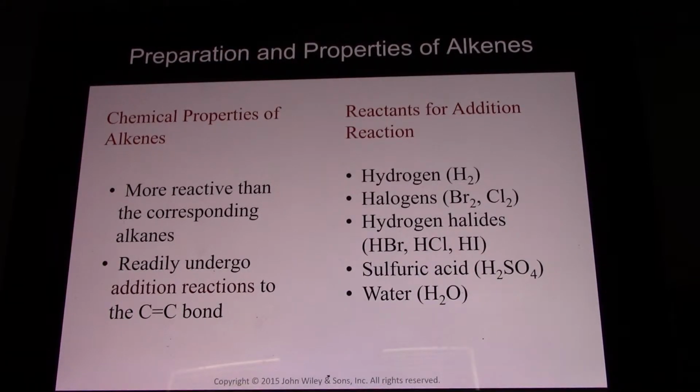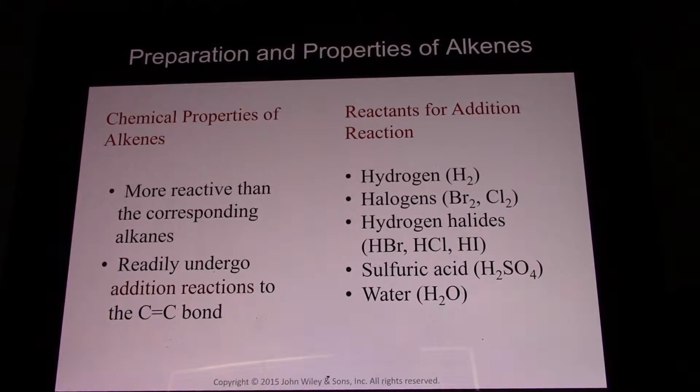And we can add hydrogen across it, halogens, hydrogen halides, sulfuric acid, water. Later we'll see you can form an epoxide across it. You can put, like, osmium tetraoxide would put two OH groups on it. There's lots of different chemical reactions we can do with that double bond.